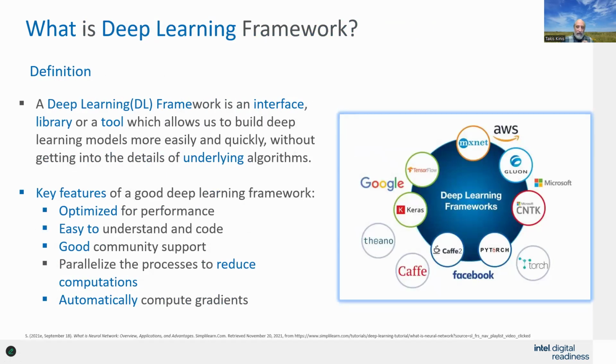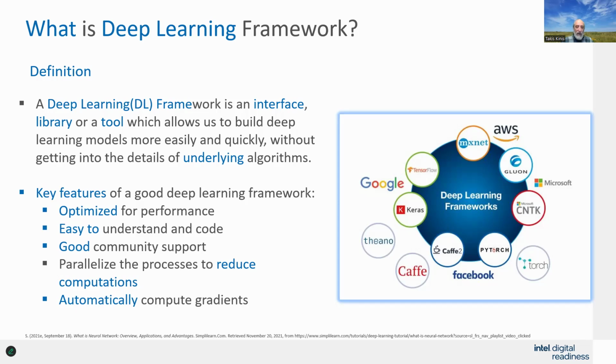So now we're pulling this all into deep learning, right? And basically it says here, a deep learning framework is an interface, a library or a tool which allows us to build deep learning models more easily and quickly without getting into the details of the underlying algorithms, right? And that's really what we want. We want to utilize these at a high level.